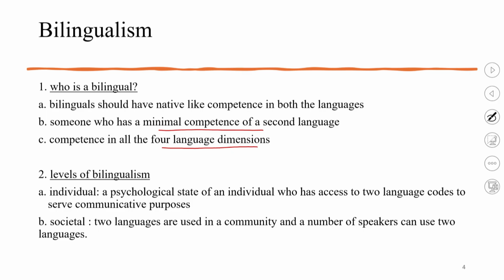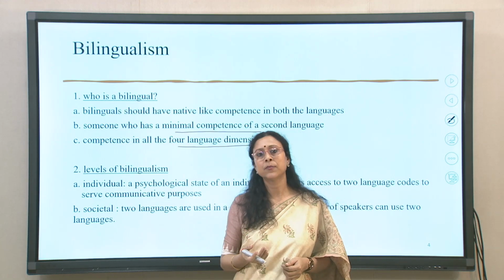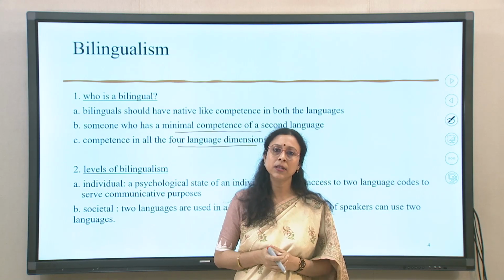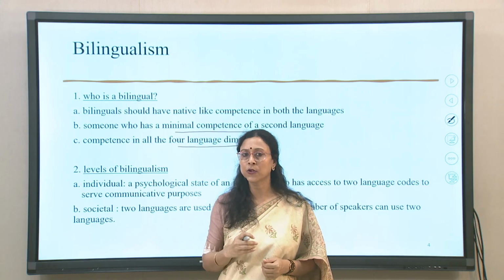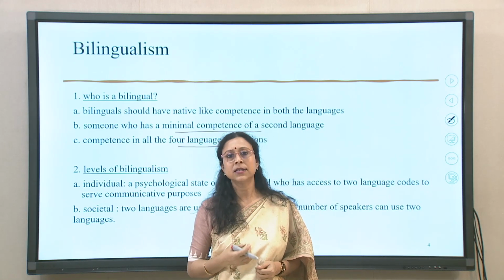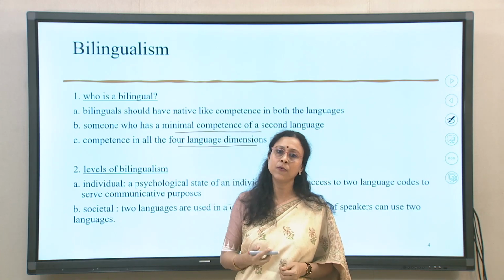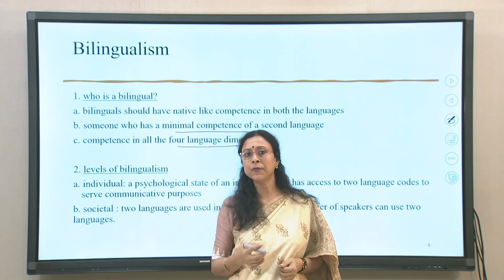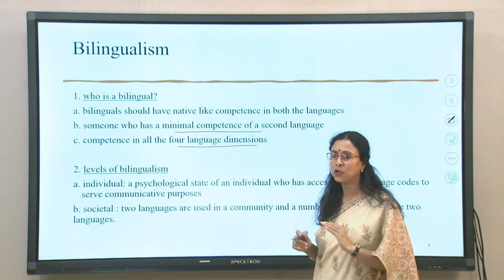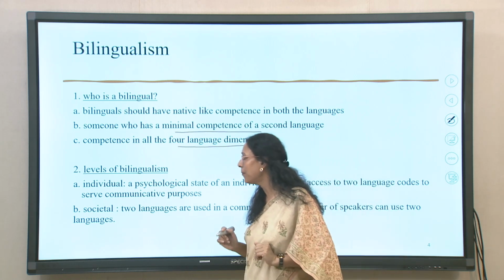For example, all the 4 language dimensions. What are those 4? Speaking and understanding, as well as reading and writing. These are the 4 components of language. This was also considered important at one point of time, that to be considered a proper bilingual, he or she should have competence in all these 4 domains. That is no more the case. Of course, if it is the case, you are near perfect, but it is not necessary to be called a bilingual. If you are able to speak and understand the second language, again good enough. That is how definitions have changed, but these are the primary domains on which the definition right now depends.